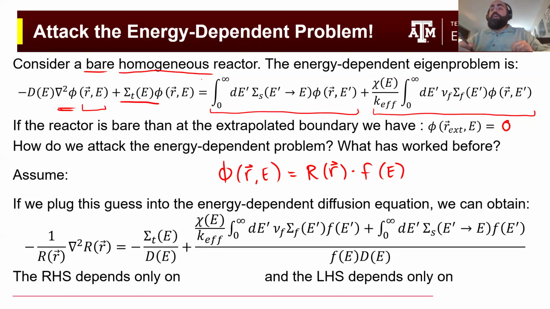And just like we did before, we're going to plug the solution into our equation, and then we're going to manipulate the equation so that we get everything that is a function of energy on one side and everything that is a function of position on the other side. So if you plug this in and rearrange it so that you get everything as a function of space on the left, notice that the left side depends only on position, and the right side contains only terms that depend on energy.